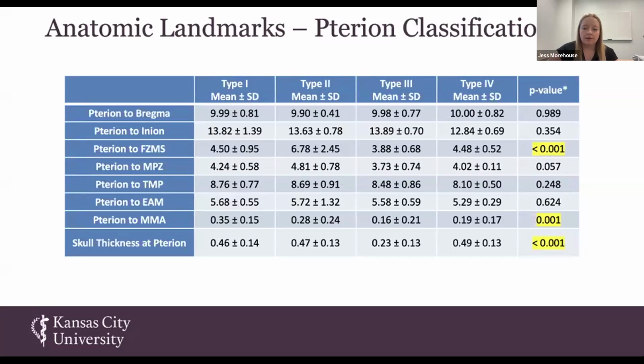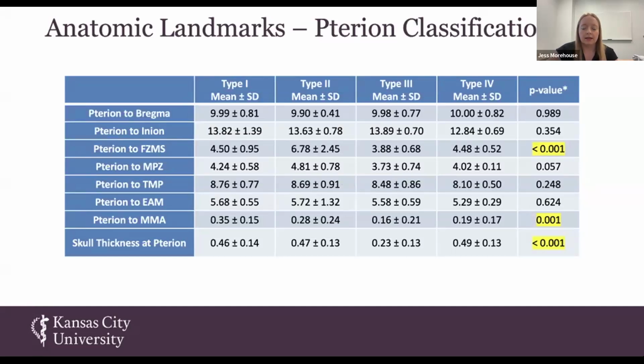On the internal surface of the cranium, the center of type 3 pterions was situated closest to the groove for the middle meningeal artery, on average about 0.16 centimeter, with type 1 pterions being the furthest from the groove at about 0.35 centimeters. Additionally, skull thickness at the center of type 3 pterions was the thinnest, on average about 0.23 centimeters thick, in comparison to type 4, which demonstrated the thickest skull at 0.49 centimeters.